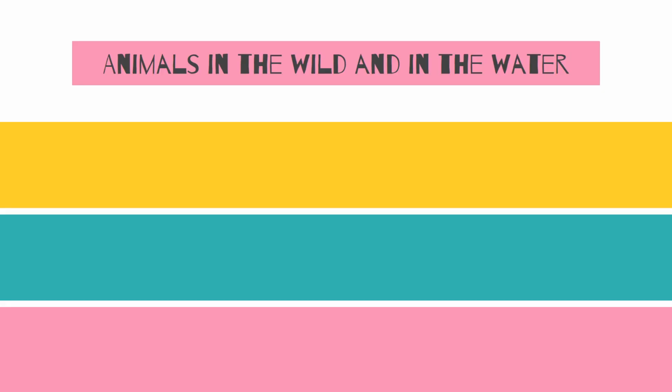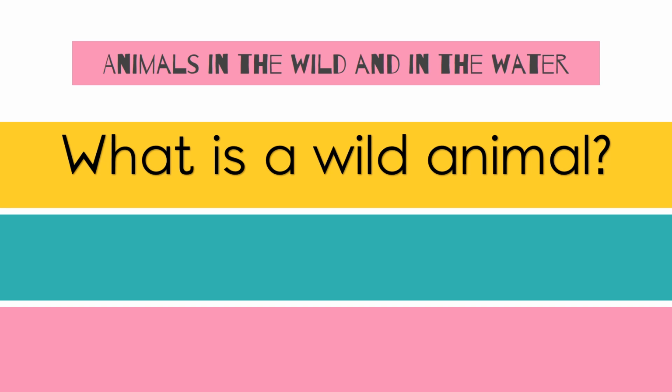A few questions we can look at when we talk about wild or water animals. What is a wild animal? Wild animals live in a habitat, which is their natural home, and they depend only on themselves to survive. They are not tame. They do not live with people.